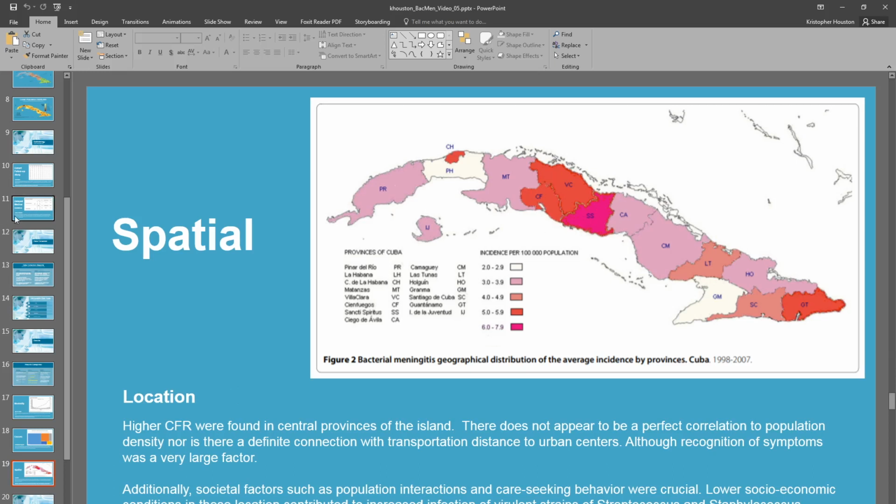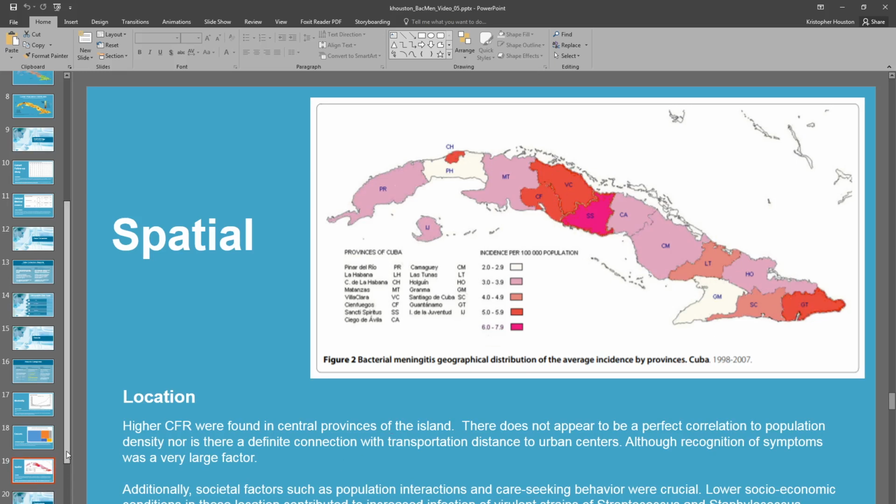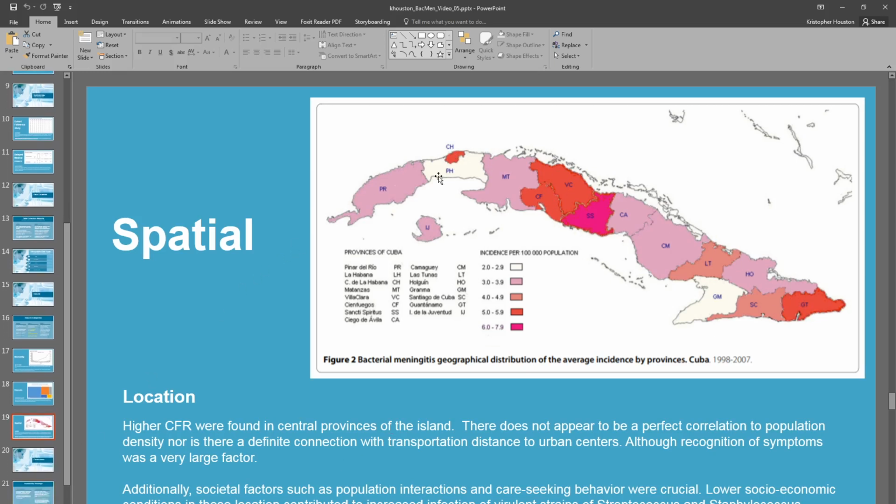And it suggested in the study that this could be due to low socioeconomic status, potentially impoverished regions here, as well as in the capital and Guantanamo, and not necessarily related to the location or number of health facilities or doctors.